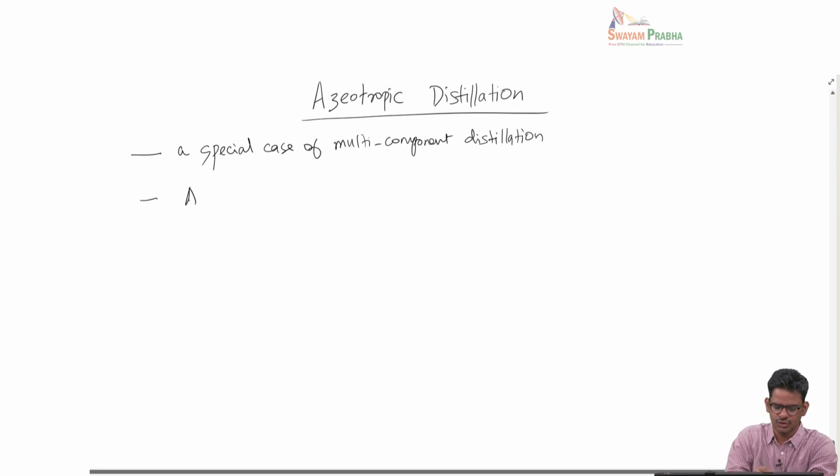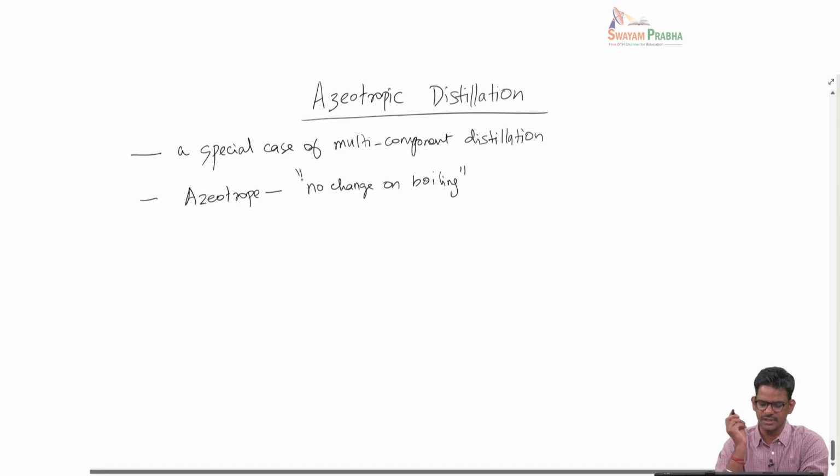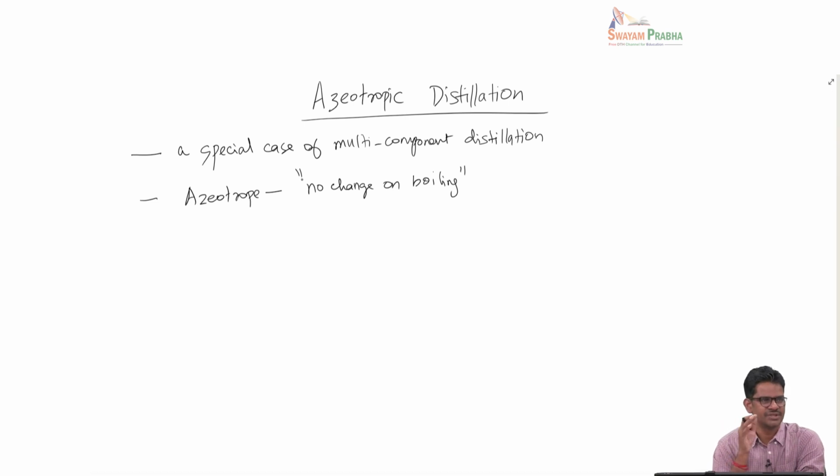This term azeotrope, it basically means no change on boiling. Okay, it's a Greek word, and it basically means no change on boiling. What it means is that when we boil, the liquid and the vapor will have the same composition. There is no change in the composition. Okay, so such mixtures are called azeotrope. This is a Greek word.